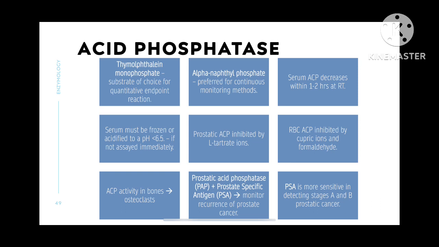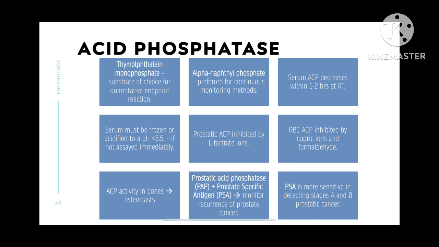ACP assays have proved useful in forensic clinical chemistry, particularly in the investigation of rape. Vaginal washings are examined for seminal fluid and also ACP activity, which can persist for up to 4 days. Elevated activity is presumptive evidence of rape in such cases.